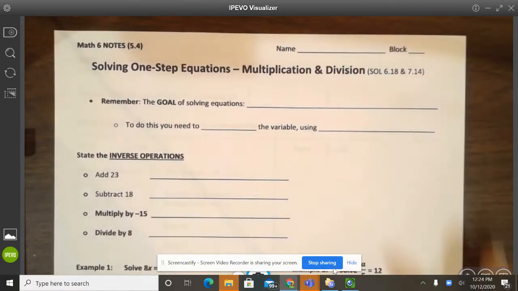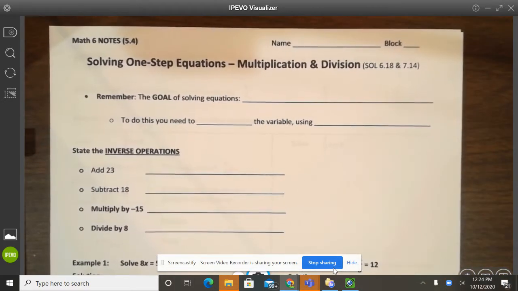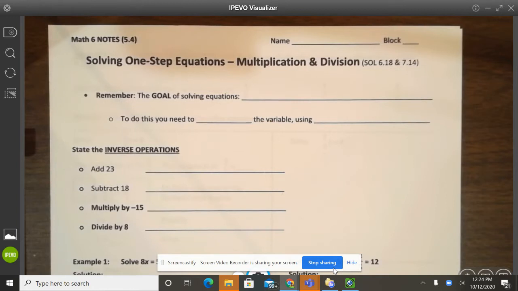All right, students. So this week, we're going to keep going on the one-step equations. But this time, we're going to work on multiplication and division. So last week, we were working on adding and subtracting to find the value for the variable. This week, we're going to find the value for the variable, but using our multiplication and division.